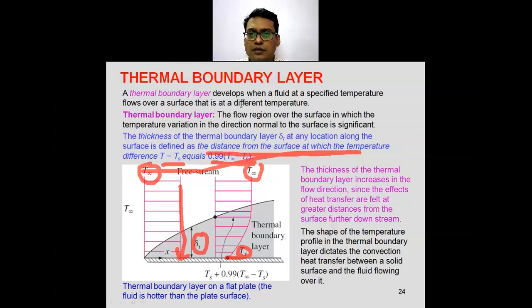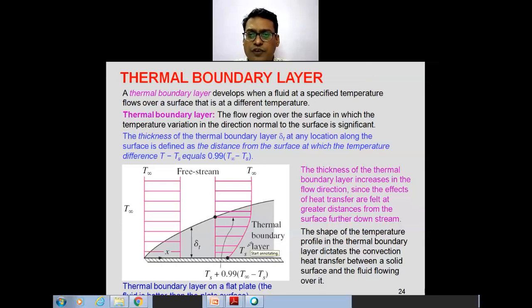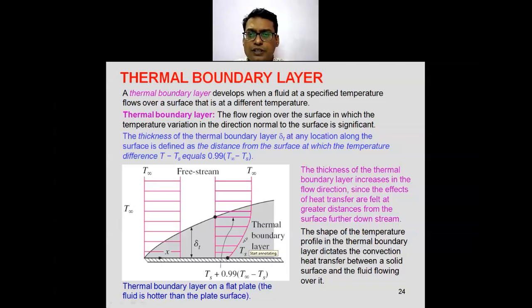We have defined this Ts. Ts is the surface temperature and T infinity is the bulk temperature, and in between, the temperature T is going to vary. Now this temperature difference T minus Ts equals 0.99 times T infinity minus Ts. So at this line, the temperature difference is 0.99 times T infinity minus Ts, and this is the temperature T inside this.